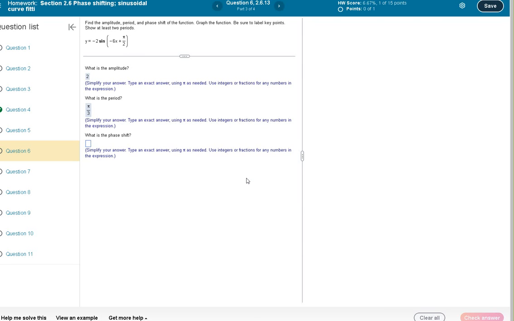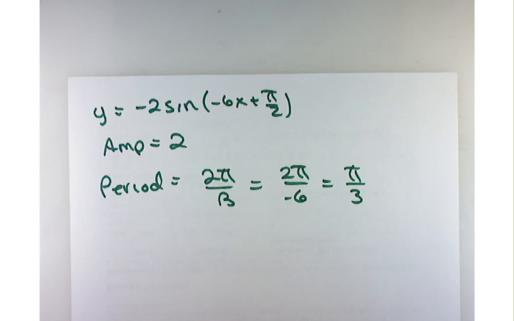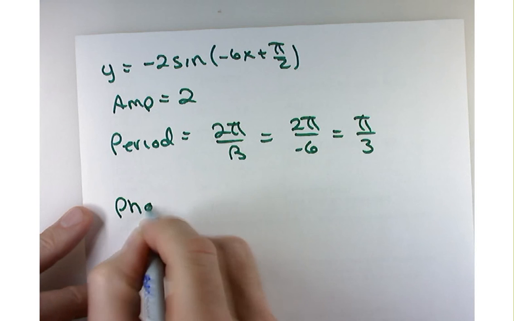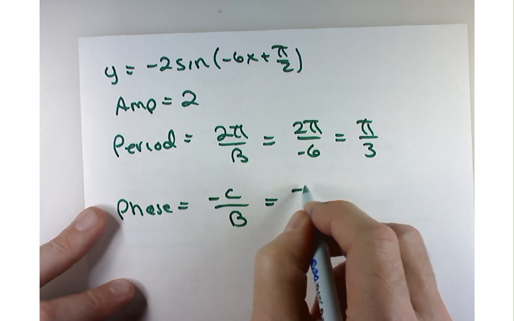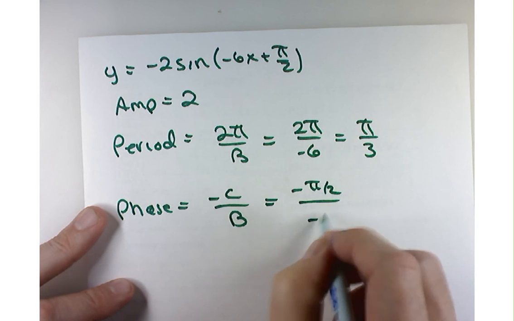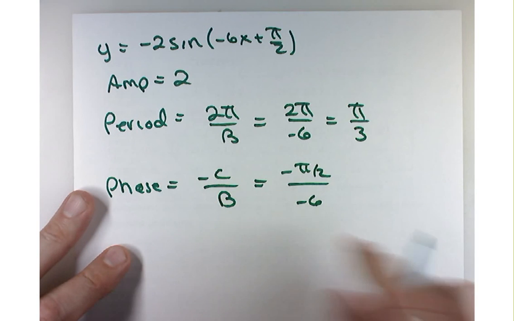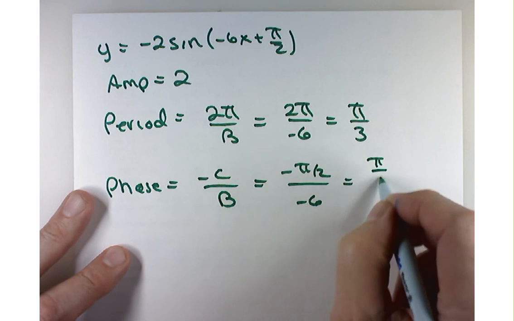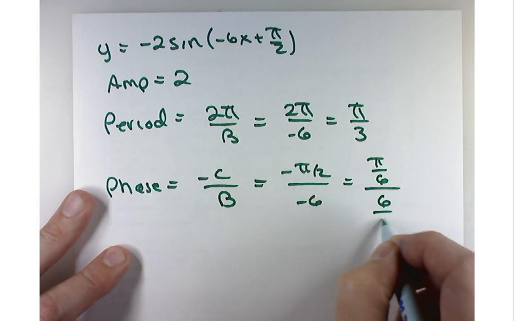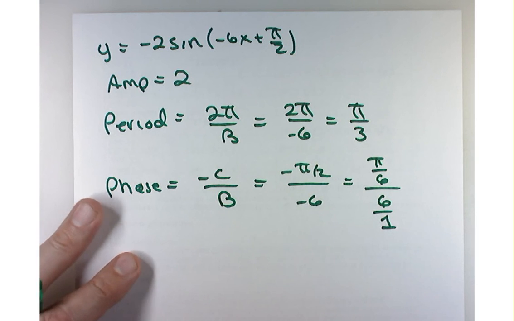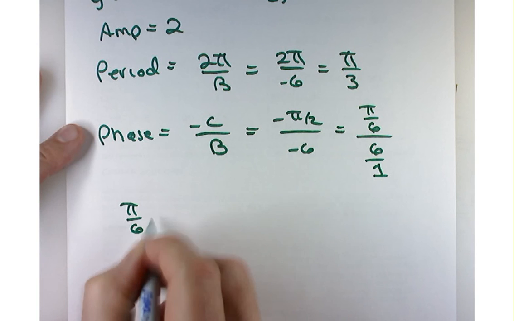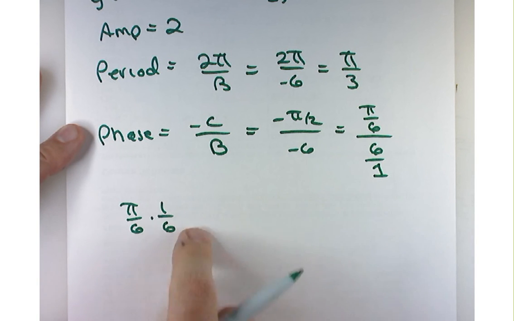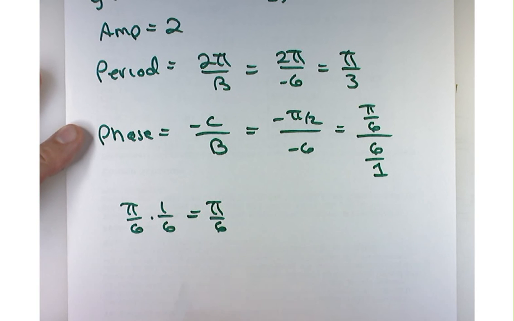So the next thing is the phase shift. What's the phase shift? Well, let's practice the phase shift. Remember the phase shift is -c over b, which is the negative of pi over 2 divided by -6. Now the 2 negatives cancel, so I'll get rid of those. This is pi over 2 divided by 6 over 1. So just treating this as a fraction so that you can invert and multiply, pi over 2 times 1 over 6, there's no cancellation here. You're just going to get pi over 12.